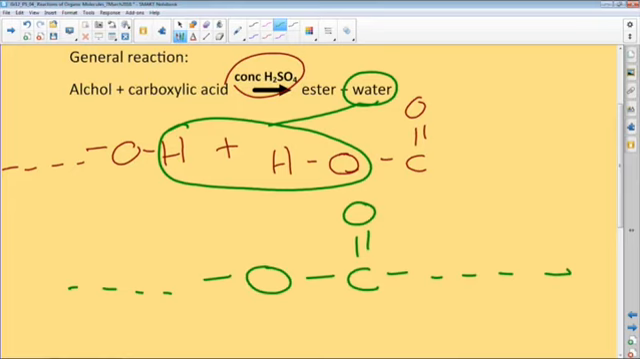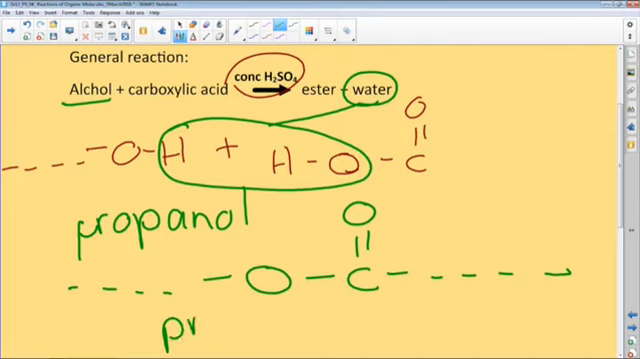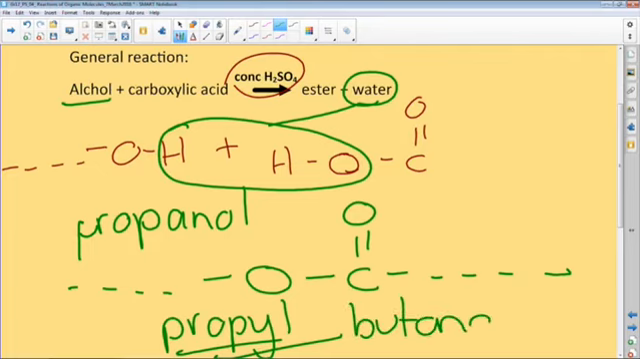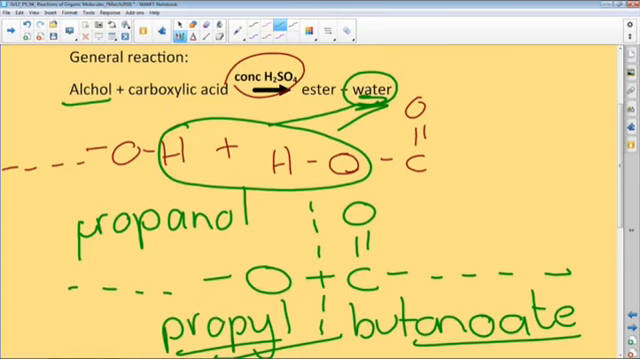So whatever alcohol you had, so say you had propanol, that becomes propyl, first part of the name. If I had butanoic acid, then it becomes butanoate. Okay, so the name comes from the alcohol and the acid that's involved, and we always break it over there. And don't forget, we always get water.